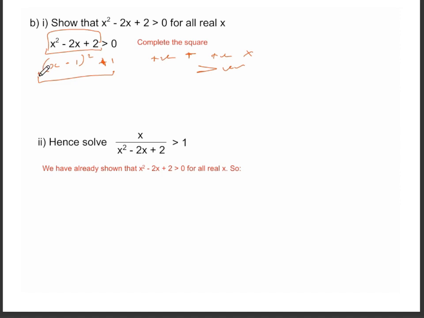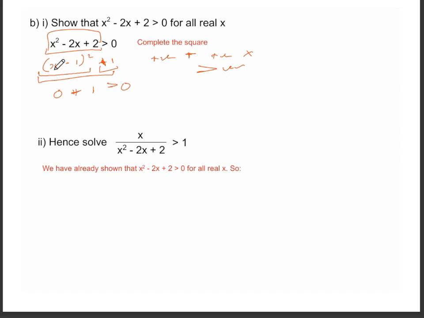So if you look at the first term, (x - 1)², is that going to be positive always? Yes, because it's a square. Remember, the smallest value a square can be is 0, right? And then you are adding it to another positive number, 1. And so this is always going to be greater than 0.